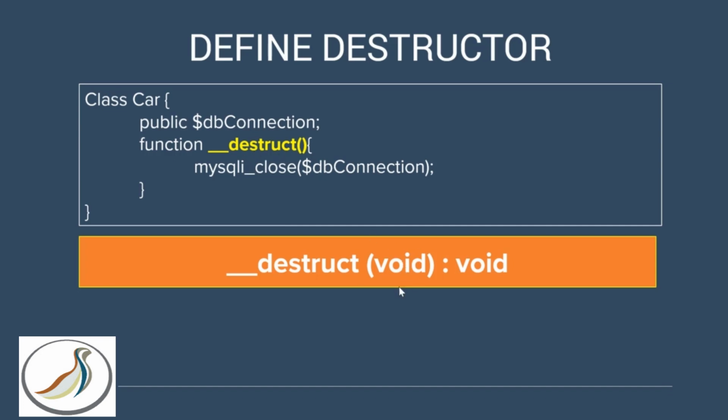Okay, and there's no parameter to pass and no return type. Okay, you should not pass any value to destructor. Basically you don't call the destructor because destructor gets called automatically. So destructor method does not have any input parameters and it doesn't return any value. Okay, a good example is to close the connection that is opened in the constructor.